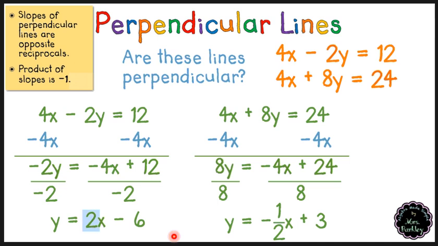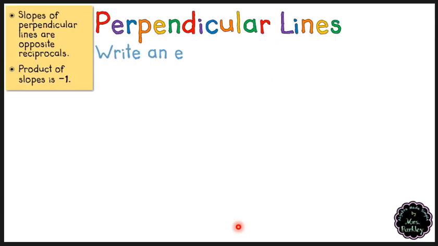And so in our first equation, our slope is 2, and in the second equation, our slope is negative 1/2. So we are continuing to look to make sure that these are opposite reciprocals. So a slope of 2 is the same as 2 divided by 1. So 2 divided by 1 is the reciprocal of 1 divided by 2, or 1/2. And to also check to make sure they're opposite, we have one that is positive and one that is negative. So these are perpendicular lines.